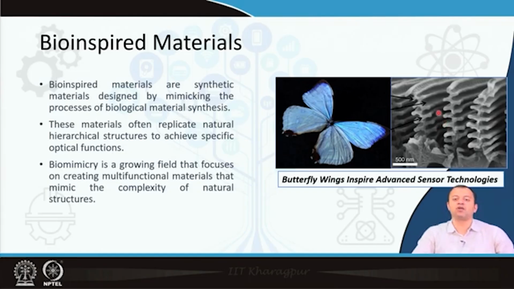It is simply that when sunlight falls into it, all the 7 colors, by interference, only one color survives, the rest of the colors are removed. Slight defects here and there change the color perception, and you have dark blue, light blue, brownish yellow or something like that. So, bioinspired materials are synthetic materials designed by mimicking the process of biological materials.